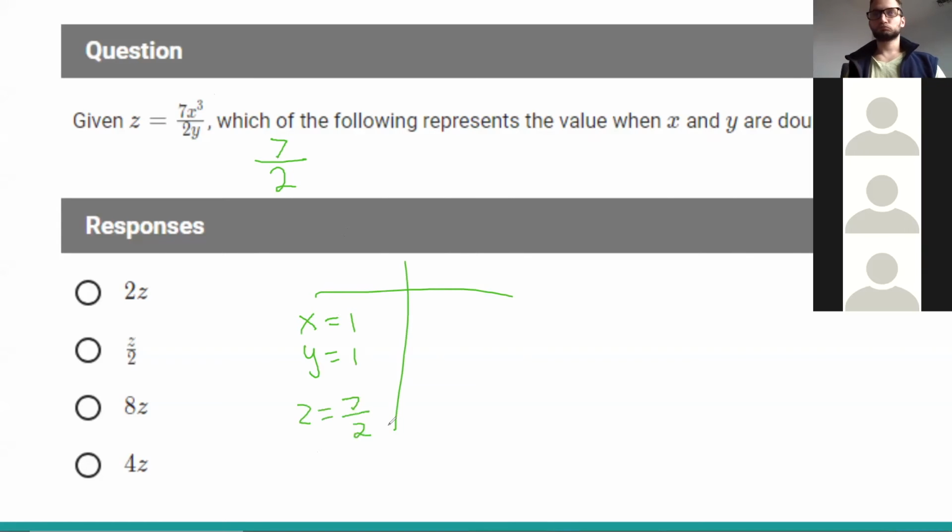Okay, fair enough. Now let's plug in a different number. What number? Well, they told me what to do. They said the x and the y are doubled. So I'm going to take those two, I'm going to double them. So I'm going to double the x, which is going to become 2. I'm going to double the y, which I'm also going to make 2. Because 1 times 2 is 2, 1 times 2 is 2.